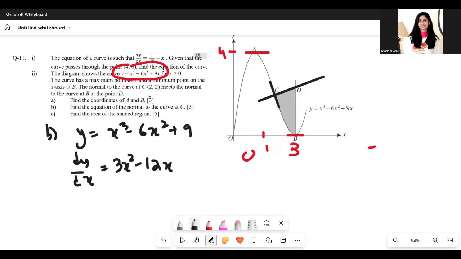Now we're going to substitute the value of x at C. But how do we find what is C? C is already known. Never mind, (2, 2). So let's substitute 2 here. So we get 3 times 2 squared minus 12 times 2. It's giving us minus 12. So the gradient of the tangent is coming out to be negative 12.